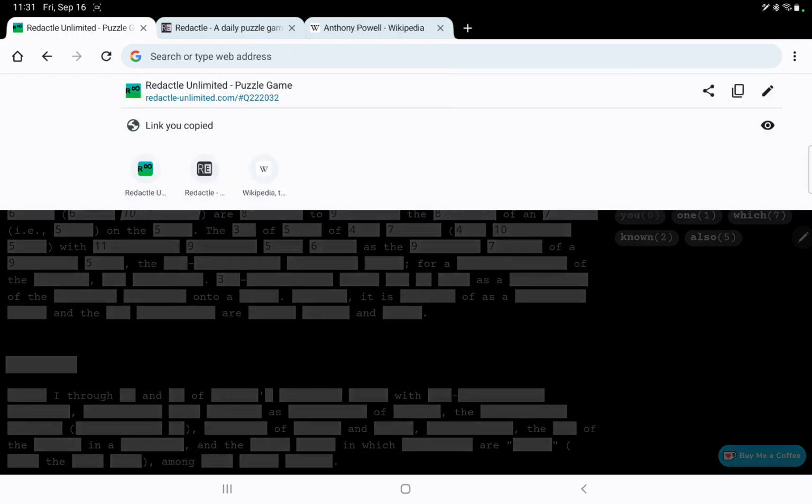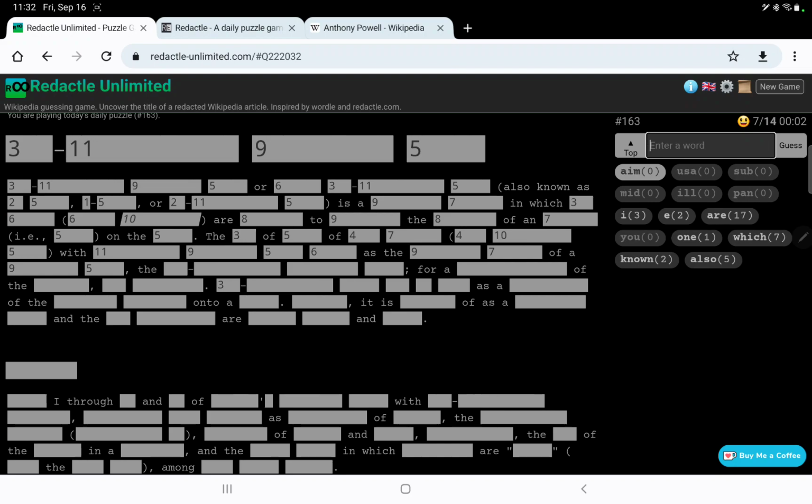Well, what are a common three-letter hyphenated suffixes? I'm thinking of pan. No. How about ill? No. Mid. Whoops, what did I do there? Lost my focus. There we go. Mid, sub. No. What could that be? Maybe USA dash, no. The 3 of 5, maybe the aim, no aims.